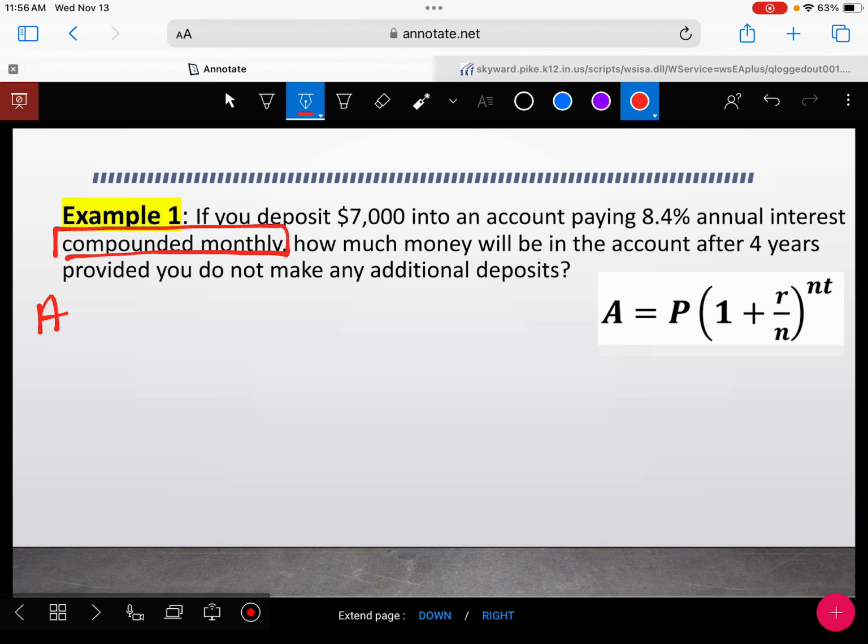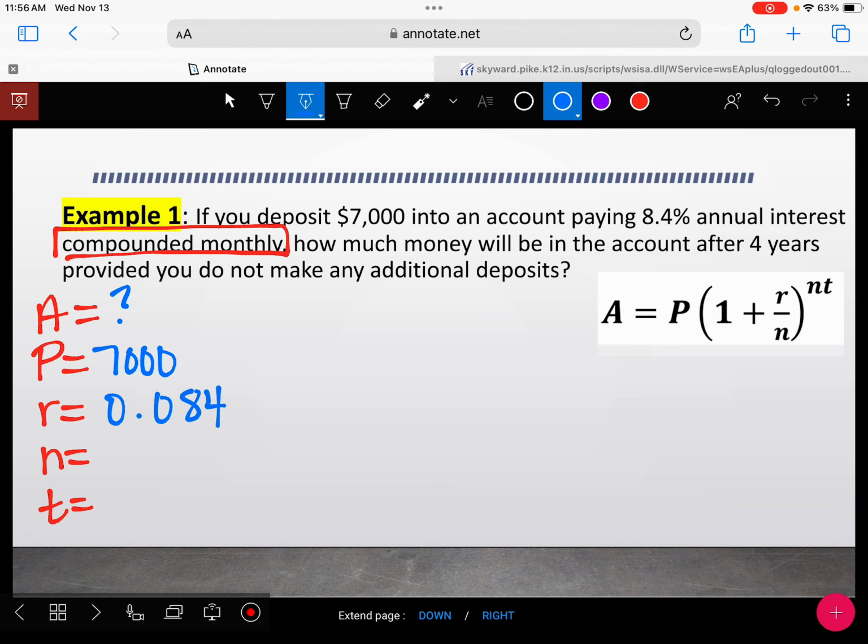All right, so I like to write my variables down the side. You don't have to do that, but I like to identify what my variables are. So A is our ending amount, and that's what we're trying to find. Our starting amount is $7,000. Now the interest rate, we have to convert that to a decimal. So you're moving that decimal point 2 times to the left, which would be 0.084. So you're converting that percentage to a decimal.